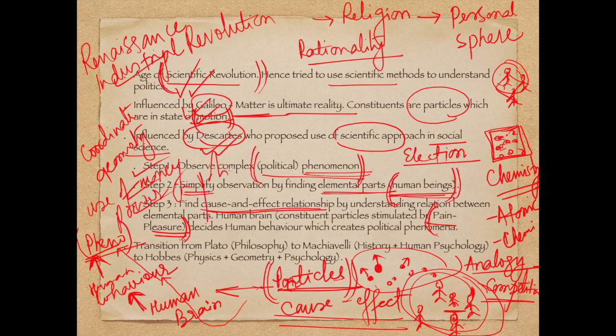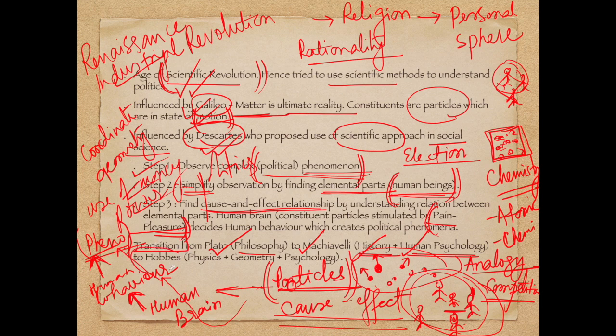As you can see, there is a lot of transition. We move from Plato, who prescribed the use of philosophy. Then we came to Machiavelli. Machiavelli said no, we have to be conscious about history and human psychology. He said that the prince should not be that philosopher king, he should not be an expert in philosophy. He should know history, and he should be aware of human nature, because human nature is cyclical in nature. So these were the two prescriptions of Machiavelli.